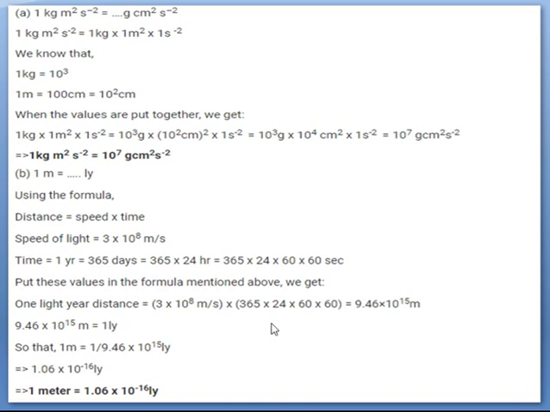1 meter is equal to c. As you all know that 1 light year is equal to 9.46 into 10 raised to the power of 15 meter. So 1 meter will be equal to 1 upon 9.46 into 10 raised to the power of 15 light year. So further simplifying, we'll get 1.06 into 10 raised to the power of minus 16 light year. Means 1 meter is equal to, simply you may say, 10 raised to the power of minus 16 light year.